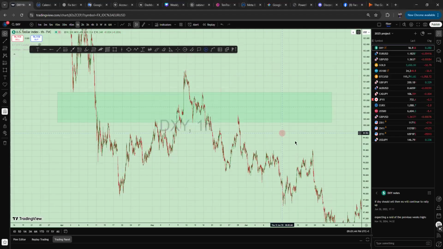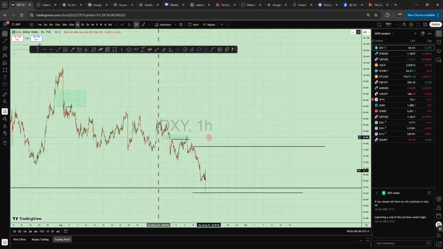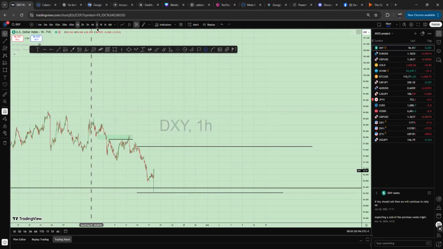So I've tried as much as possible to keep this basic, bringing your attention to understanding that structure is based on candles coming from the higher time frame.